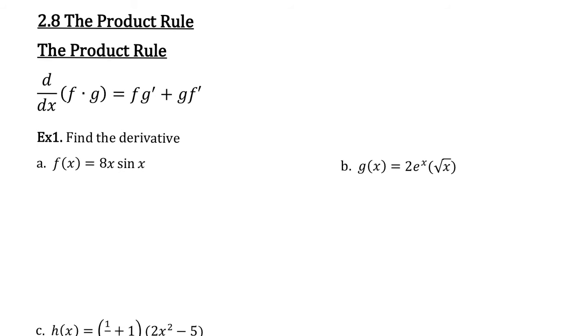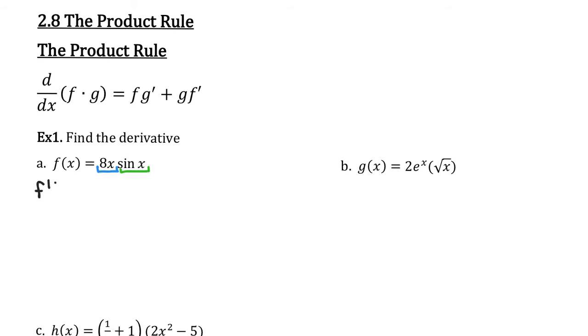So I see the 8x in the front. I know the derivative of 8x. I see the sine x over here, and I know the derivative of sine x. So I'm going to use the product rule, where this is the first function, and this is the second function. I could divide it up differently, and I'll get the same answer, but whichever way you see as obvious is the way you want to do it.